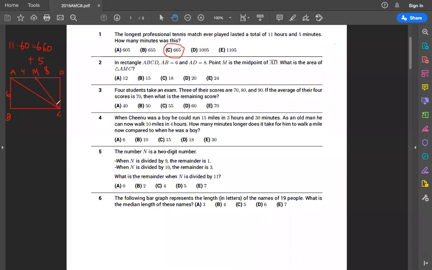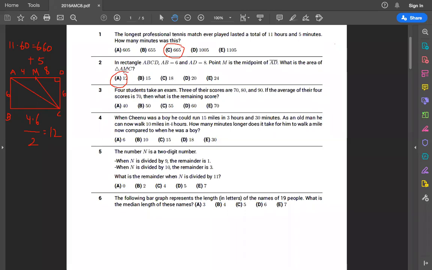And then for the height, we wouldn't want to use CM. We want to draw a line that's perpendicular to the base, which is AM. So CD is the line perpendicular to the base, and D is on the line AM. So that's our height. And because we have a rectangle, AB will be the same as CD. So our height is 6. And then we finish with base times height divided by 2. So that would be 4 times 6 divided by 2, which is 12. Okay, so our answer is A.